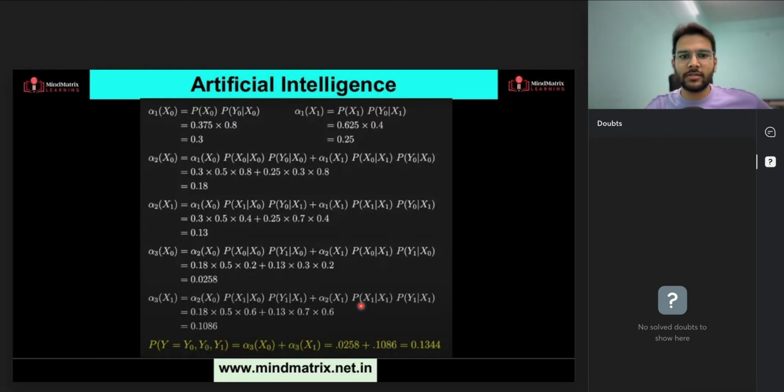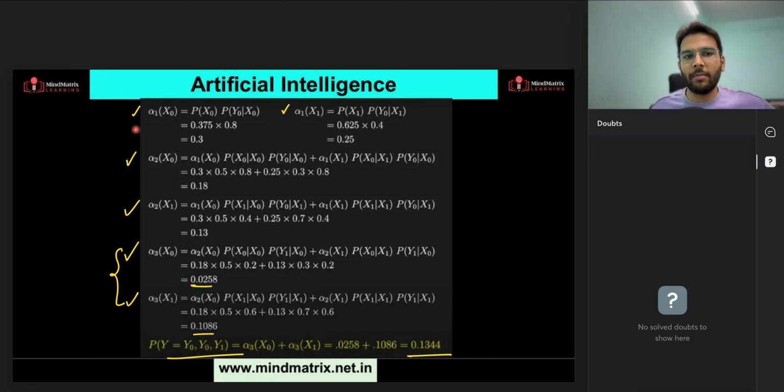Yeah, nobody asks. So carefully see the values: alpha 1 of x0, alpha 1 of x1, alpha 2 of x0, alpha 2 of x1, you can calculate alpha 3 of x0, alpha 3 of x1. So once you calculate alpha 3 of x0 and alpha 3 of x1, you can just add these two values to get the final value, which is 0.1344. So this is how we are using dynamic programming: we are calculating this value once only, and wherever we need it, we are using it.